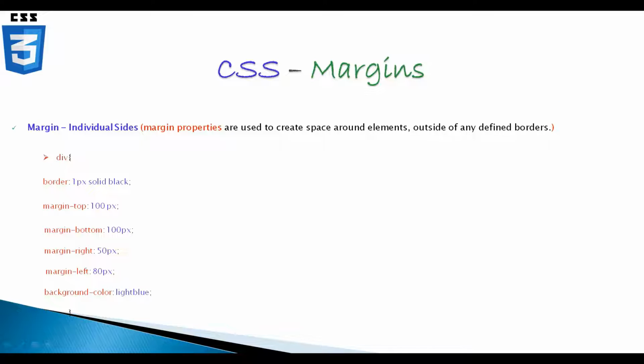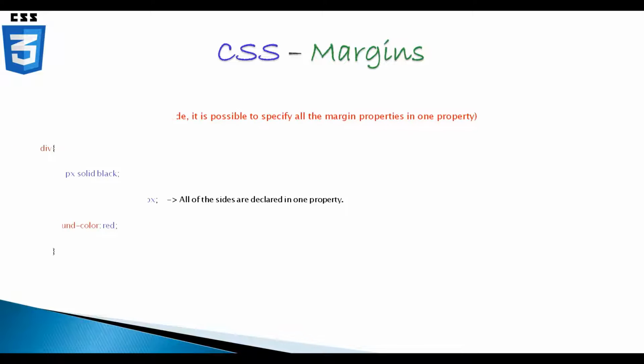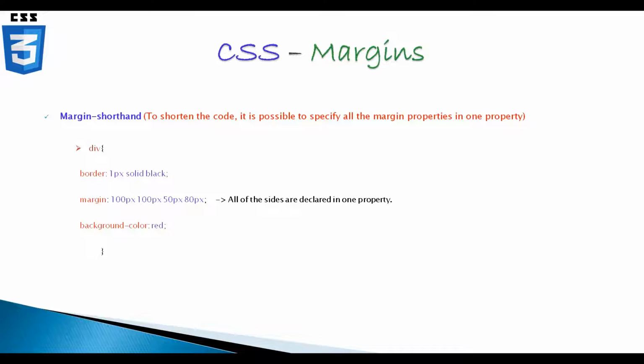This is one way of doing it, and the next way is actually the shorthand. Instead of individually specifying all sides, we can jam pack all of these individual sides in one property, and that way we achieve the same result. For example, we would just declare margin, and then add all these four values in an order. The order starts from top, right, bottom, left, and that also does the same thing.